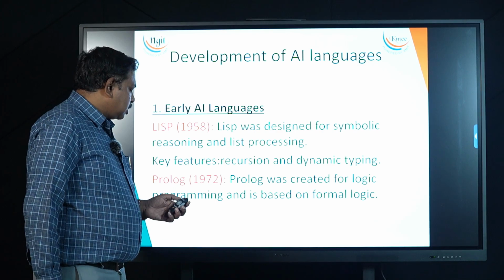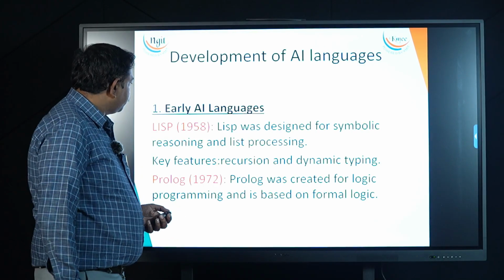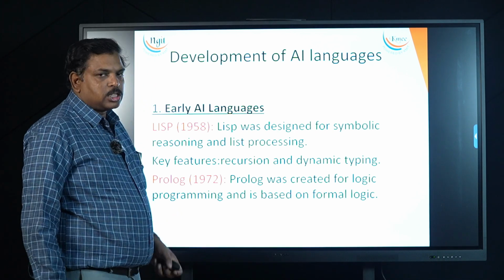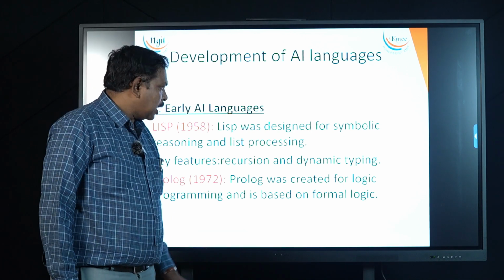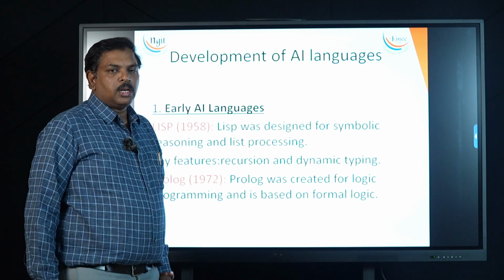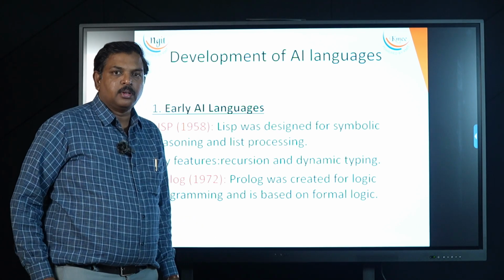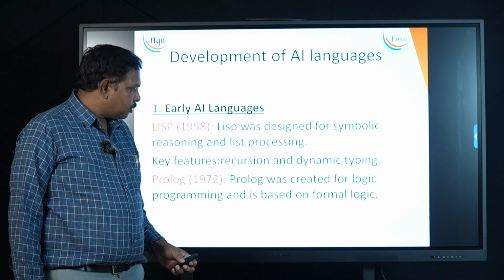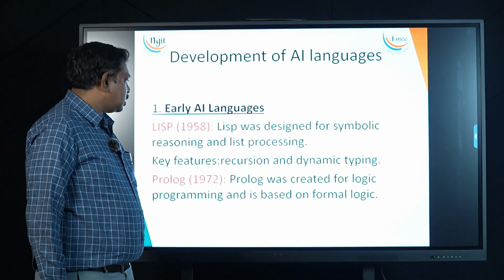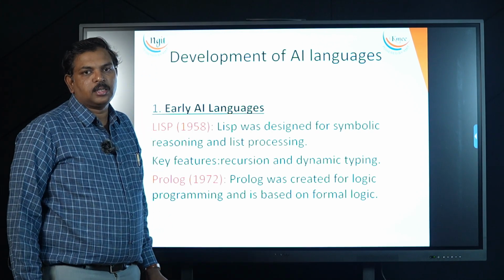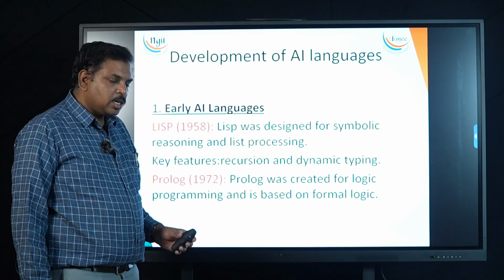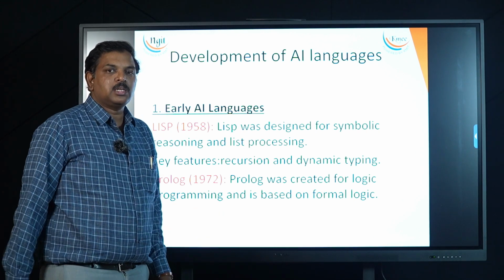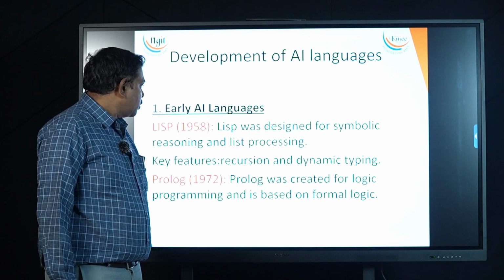Coming to these languages in the AI field, in the early days of AI, the first language was Lisp. Lisp was considered an early language of AI. In 1958, John McCarthy, the father of AI, developed this language called Lisp. Lisp is a list processing language. It means the basic data structure that we use in the program is the list. Everything we have to represent, we represent in the form of a list.